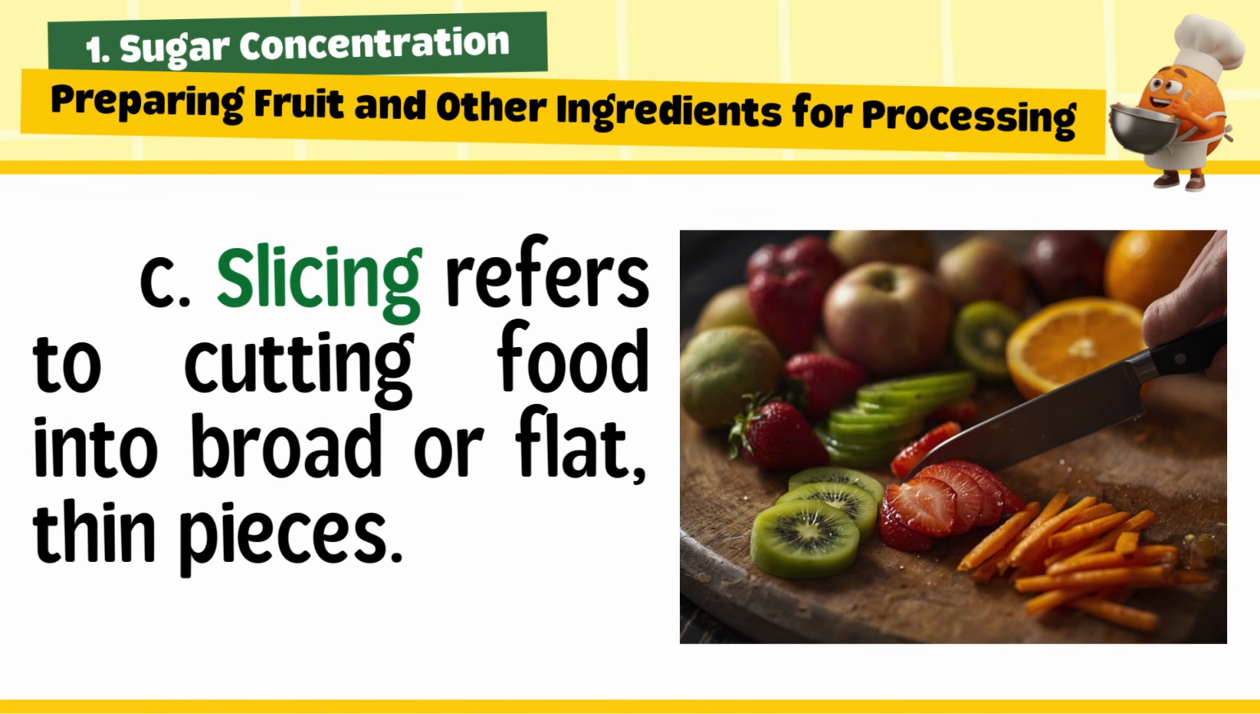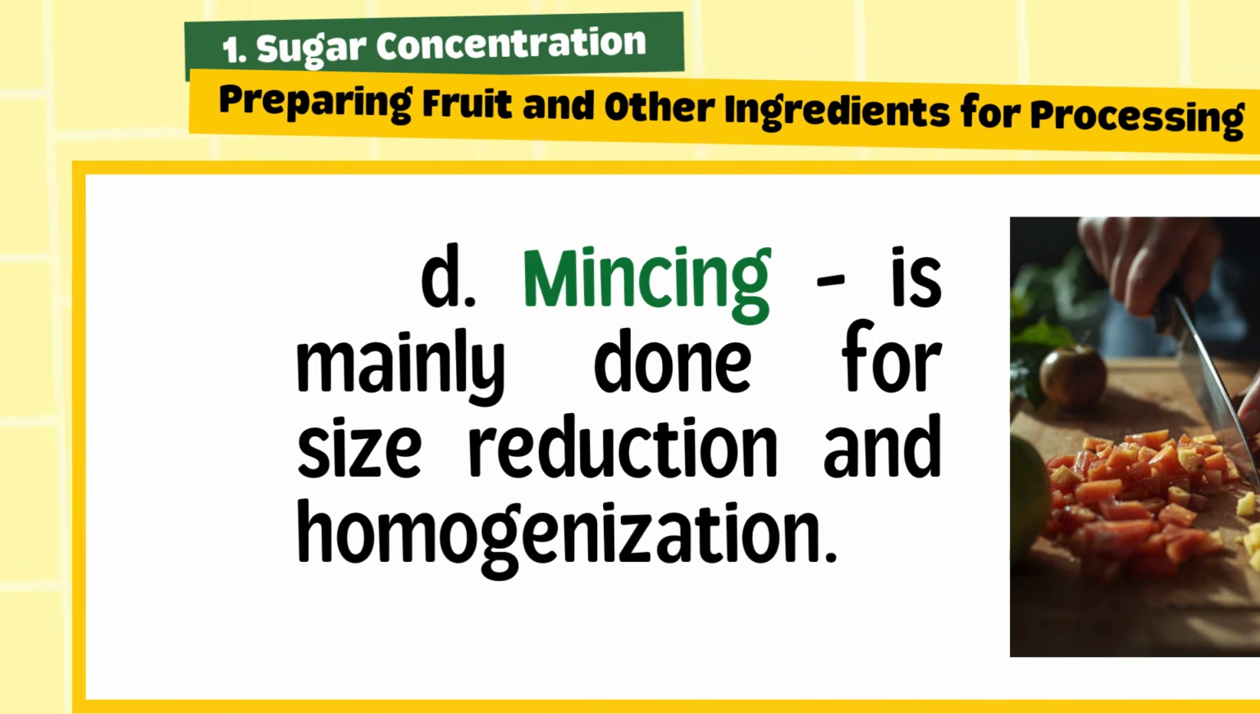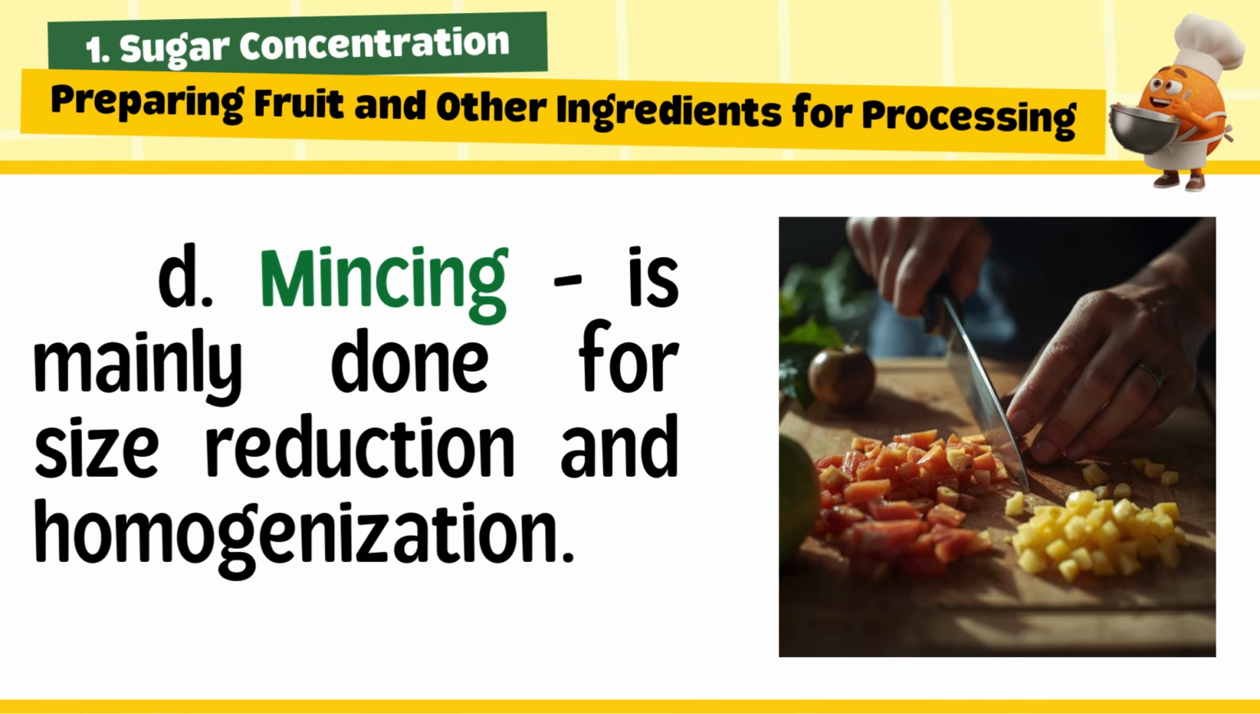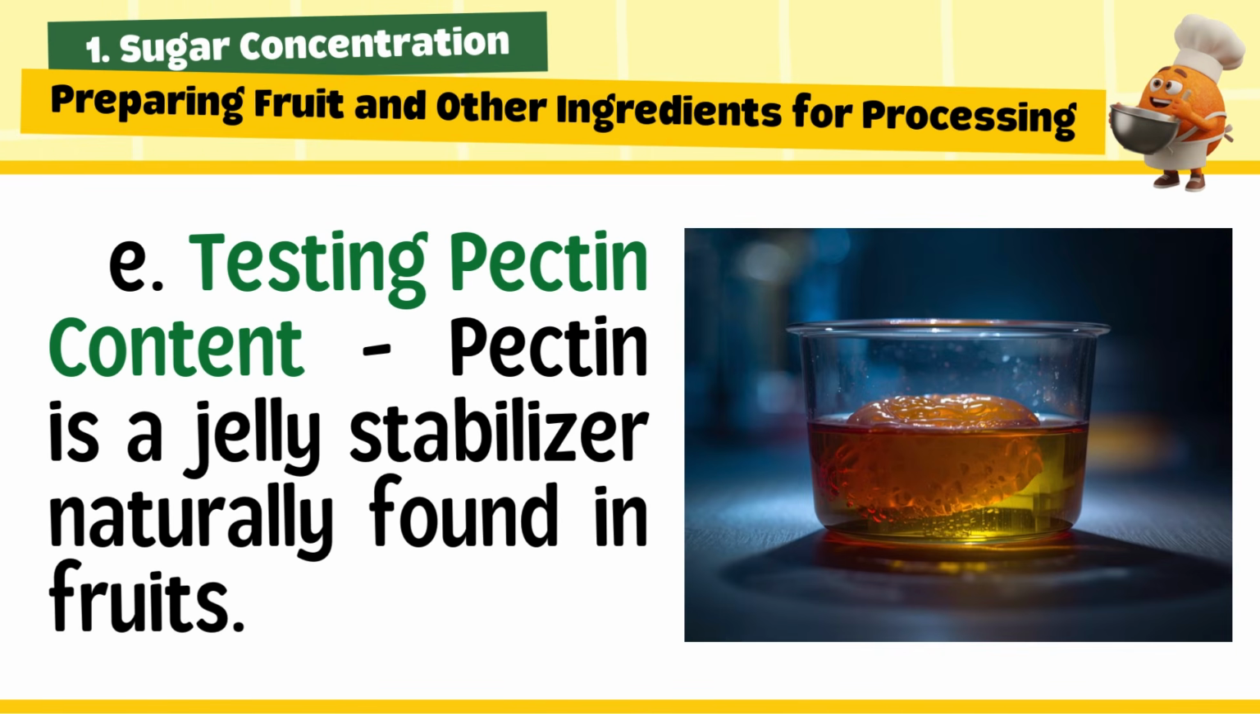C. Slicing refers to cutting food into broad or flat, thin pieces. Cutting food into thin, flat pieces. D. Mincing is mainly done for size reduction and homogenization. Cutting food into very small pieces to make them uniform. E. Testing pectin content. Pectin is a jelly stabilizer naturally found in fruits. Pectin is a natural substance in fruits that helps jams and jellies become thick and stable.